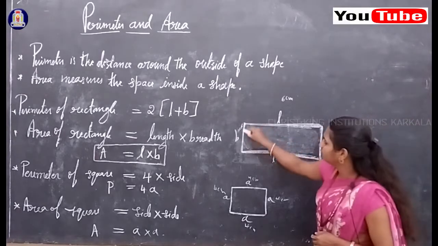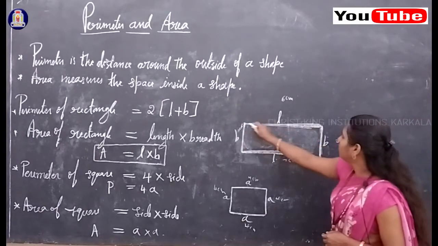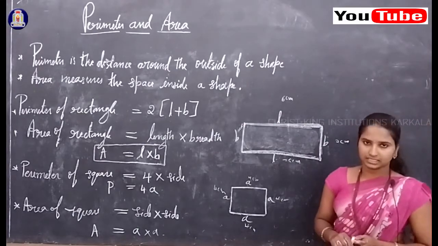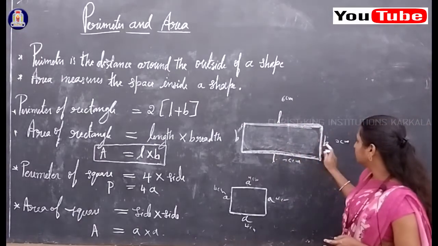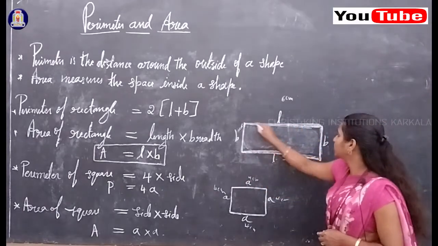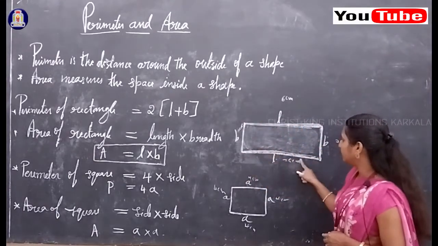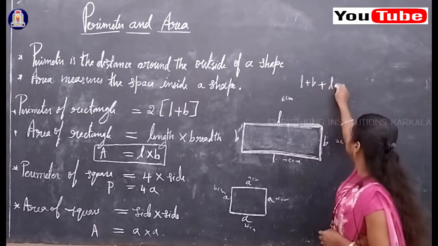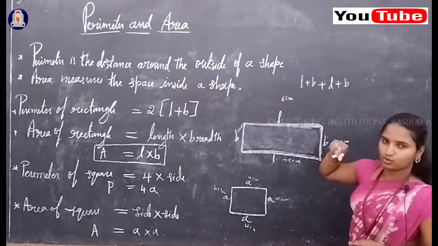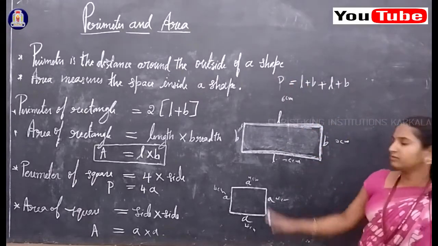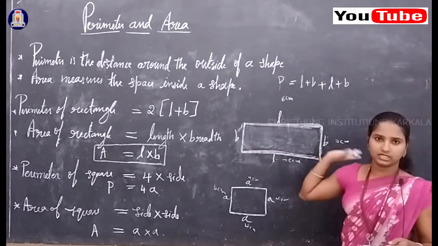If you observe the rectangle, how many sides are there? Total 4 sides, right? Length, breadth, length, breadth. Here, how many times is length there? 2 times length. So length plus breadth plus length plus breadth. Actually, we are adding all the sides to find the perimeter. Perimeter means adding all the sides of the rectangle.